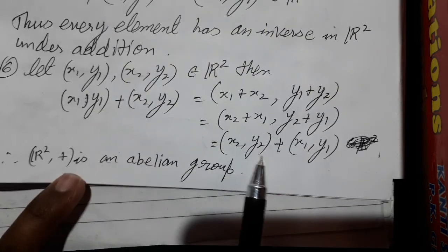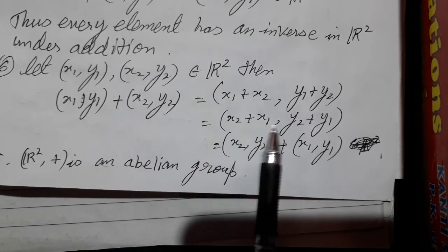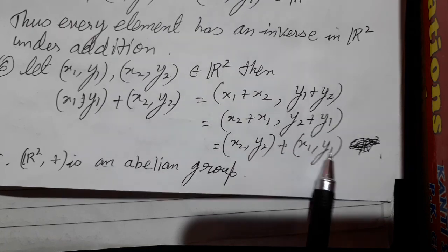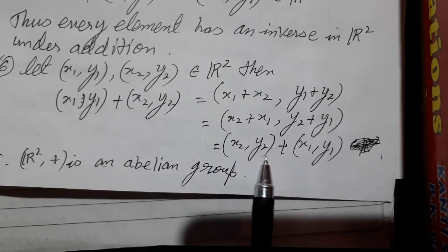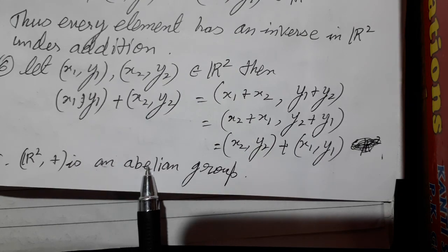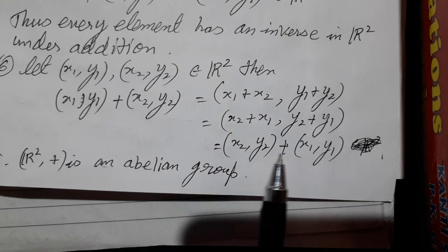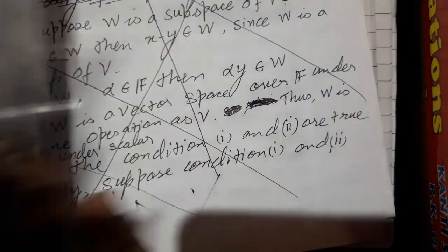So here also is a real number. So this can be separated as x2, y2 plus x1, y1. So we got x1, y1 plus x2, y2 is equal to x2, y2 plus x1, y1. So this shows that R2 is an abelian group under addition. Now we'll try to prove the fourth condition of the vector space.